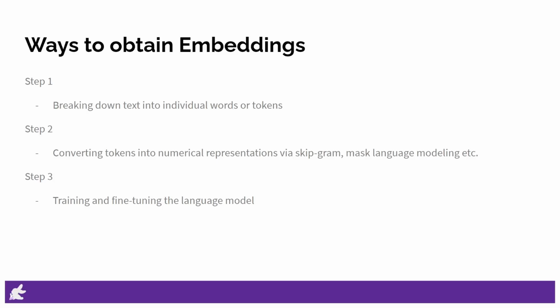Later on, textual information is mapped to vector space, often using techniques like skipgram and masked language modeling, which map words to high-dimensional vector spaces based on their context and co-occurrence in large text corpora. The next step is training the chosen language model on a large corpus of text data to learn the semantic relationships between words. Fine-tuning may also be performed to adapt the embeddings to specific NLP tasks or domains.